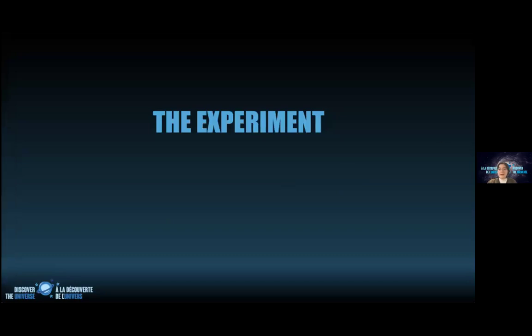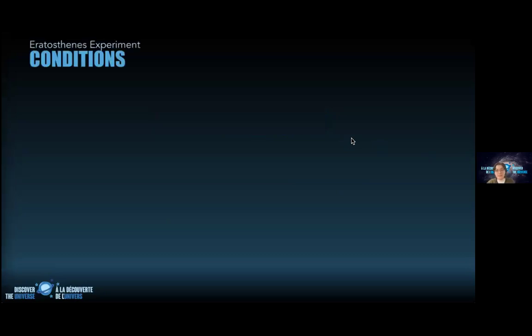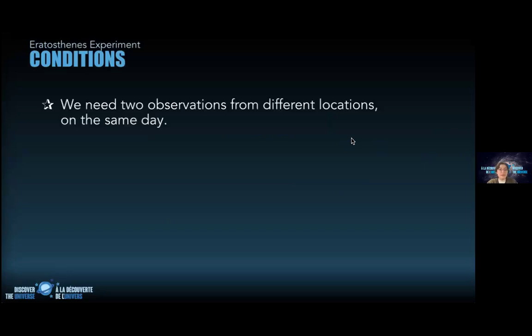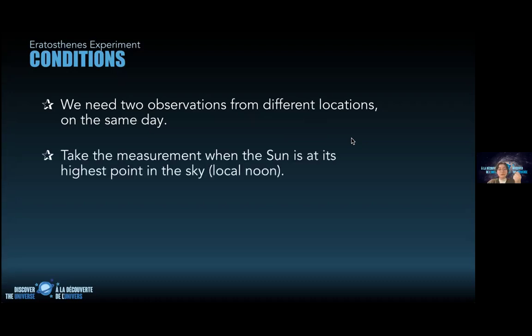Okay, so now I'm going to go into the experiment and how you can bring this into your classroom. The conditions you'll need are 2 observations taken from different locations on the same day. That's why the international collaboration is a good opportunity to have this. You'll want to take a measurement when the sun is at its highest point in the sky, so at the local noon. This is different from just noon, 12 p.m. The local noon is the point where the sun is at the highest point.